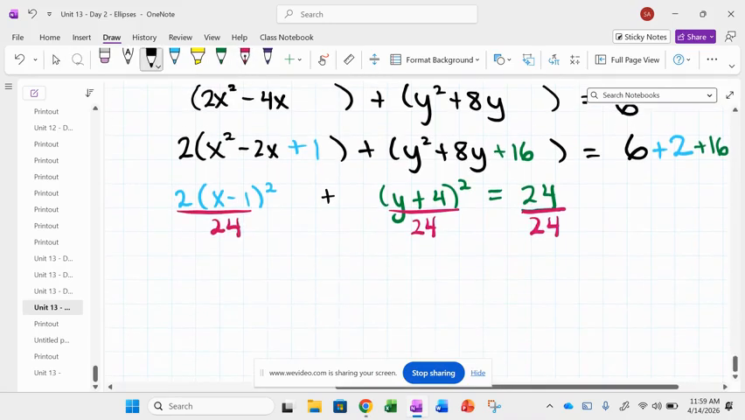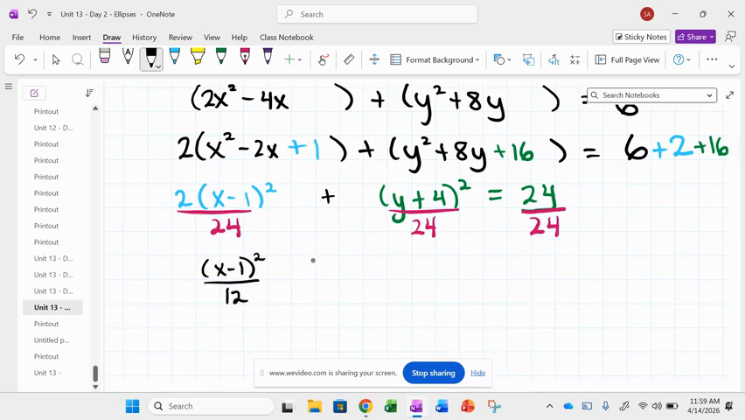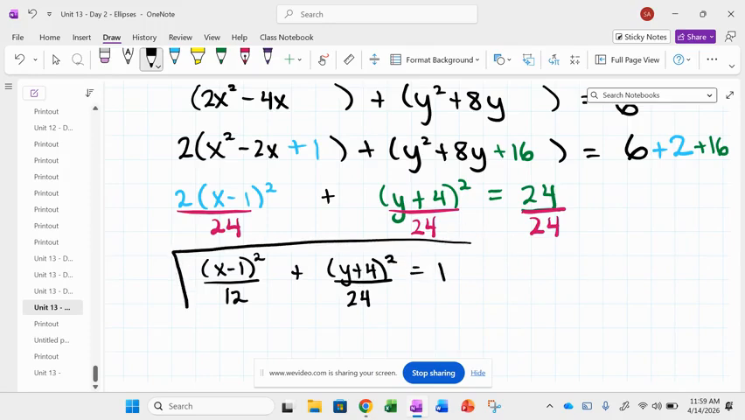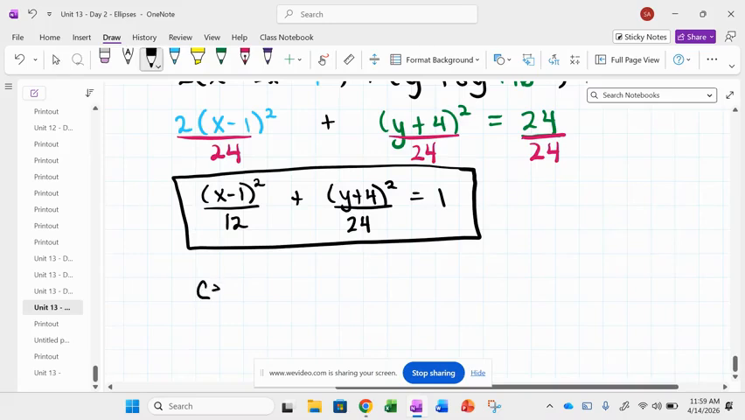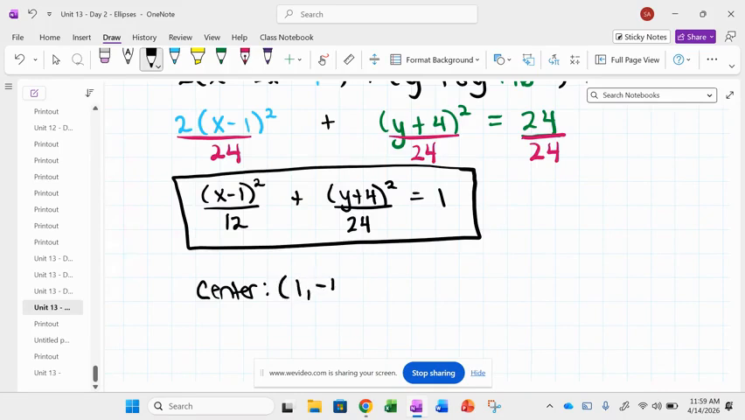And then once I do that, I end up with the quantity of x minus 1 squared over 12 plus the quantity of y plus 4 squared over 24 equals 1. Now, all I asked for in this problem was the equation of the ellipse in standard form, but just for fun, I'm going to ask for a couple more things. Can somebody tell me now by looking at this equation, what is the center point, Lucas? Excellent, 1, -4. What is the length of the major axis here?